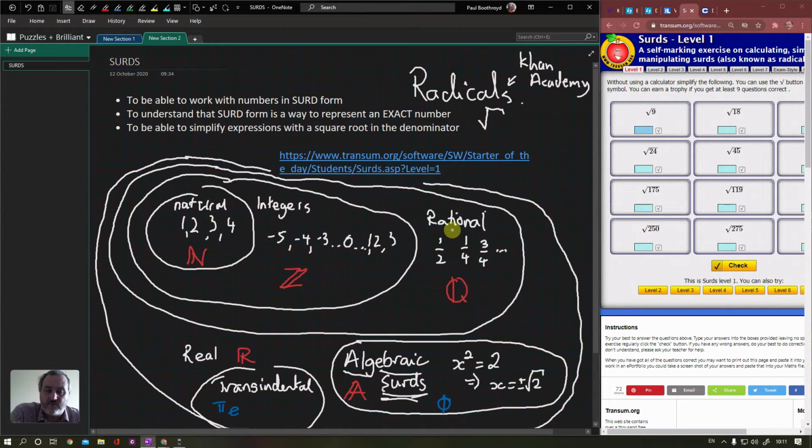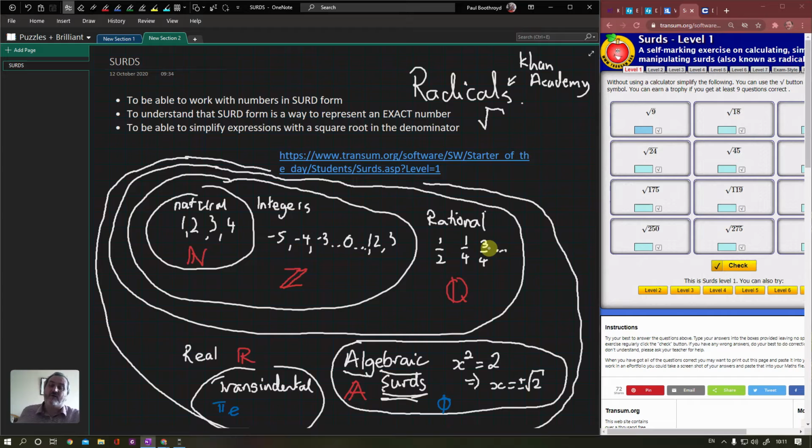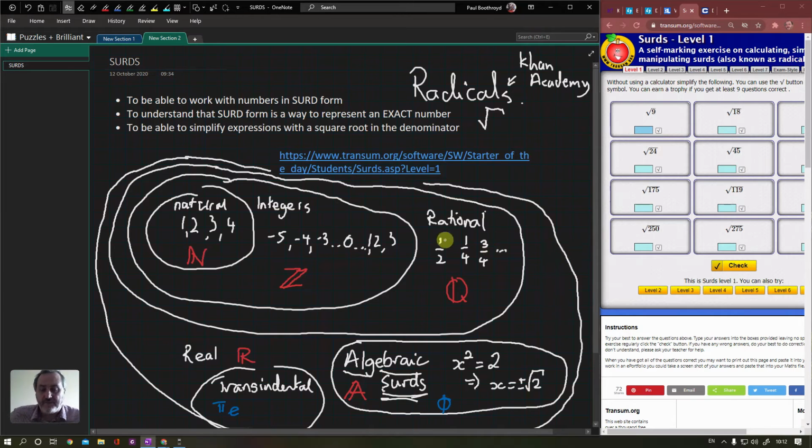So any number that can be represented exactly as a fraction is rational. So we're talking about halves, quarters, 3/4. 3,726 over 14,732. That would be a rational number. Then beyond those, we've got the real numbers.